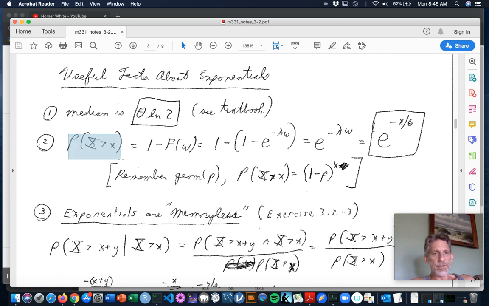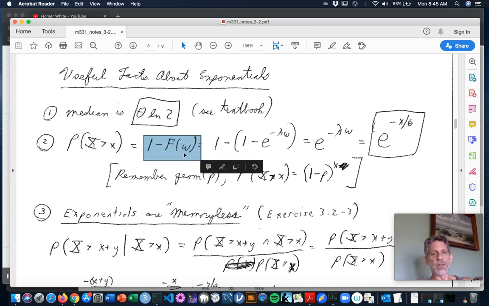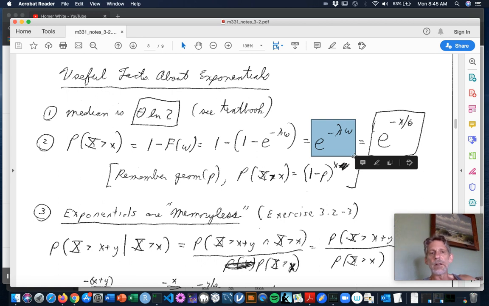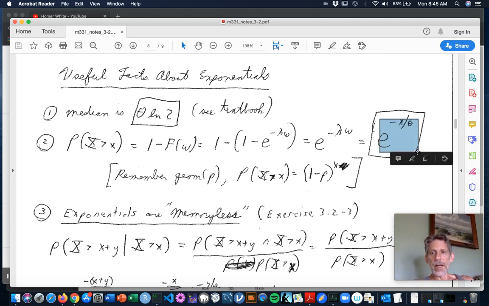One of the most useful tricks involving exponentials is just to remember what's the chance for them to be bigger than a number. What's the chance that it takes more than little x units of time to get your first event? So that would be 1 minus the chance that it takes less than or equal to x units of time. So it's 1 minus the formula for the CDF. And so that's very simple, e to the minus lambda, and whoops, that is a typo, that w there should be an x. So that's equivalent to e to the minus x over theta.